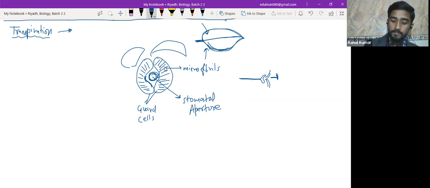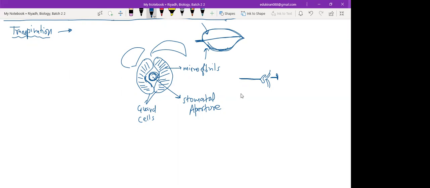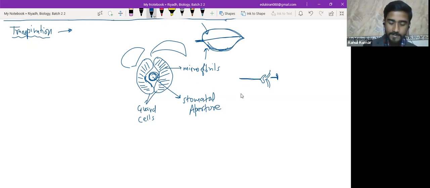Stomata is a plural in itself. Do you know what is the singular of stomata? Stomata means plural. A lot of stomata together are called stomata. There is no word called stomatas. So what is the singular of stomata? Anyone knows? Stoma. Yes, stoma. Good. Stoma is the singular. So write down, this is the definition.